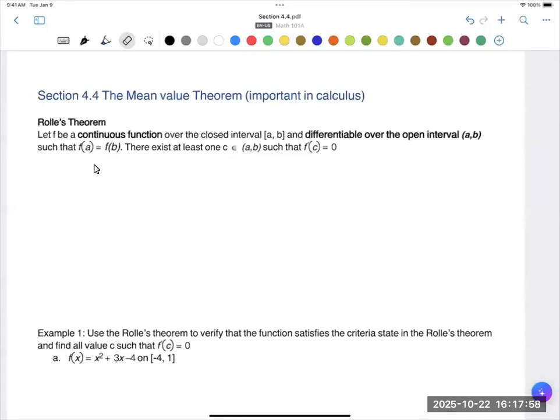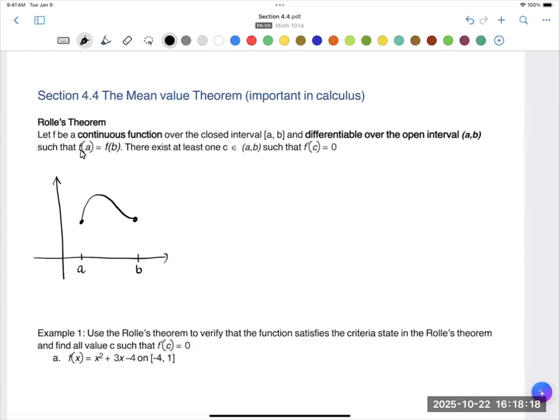Let's draw a picture for you to visualize this. So you have a continuous function, any type of continuous function like this. And the important thing is that it's going to be continuous on the interval from a to b. I don't care what happens outside of a and b, but between a and b, it is continuous.